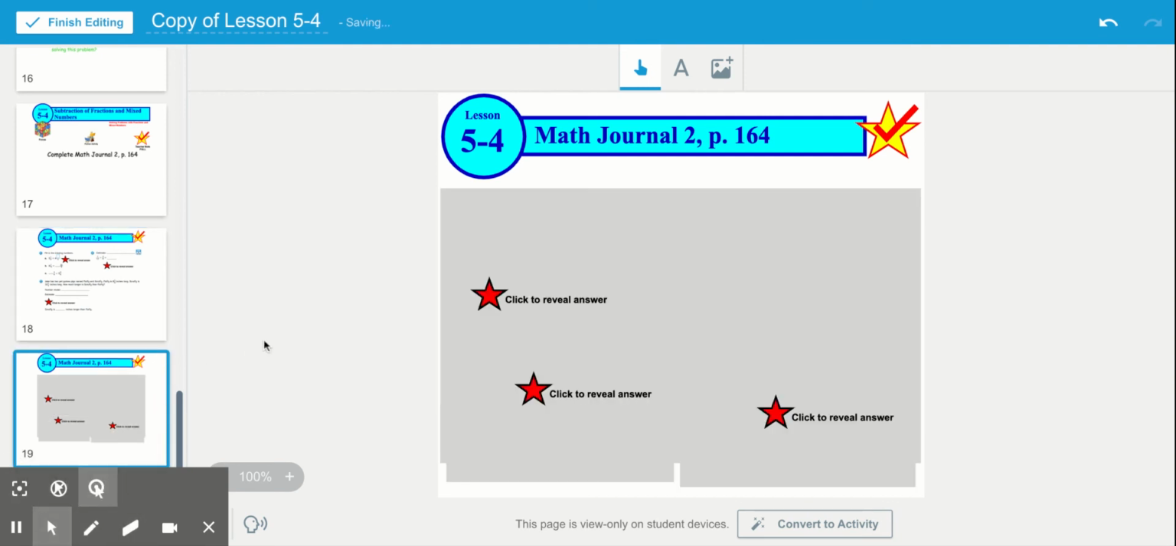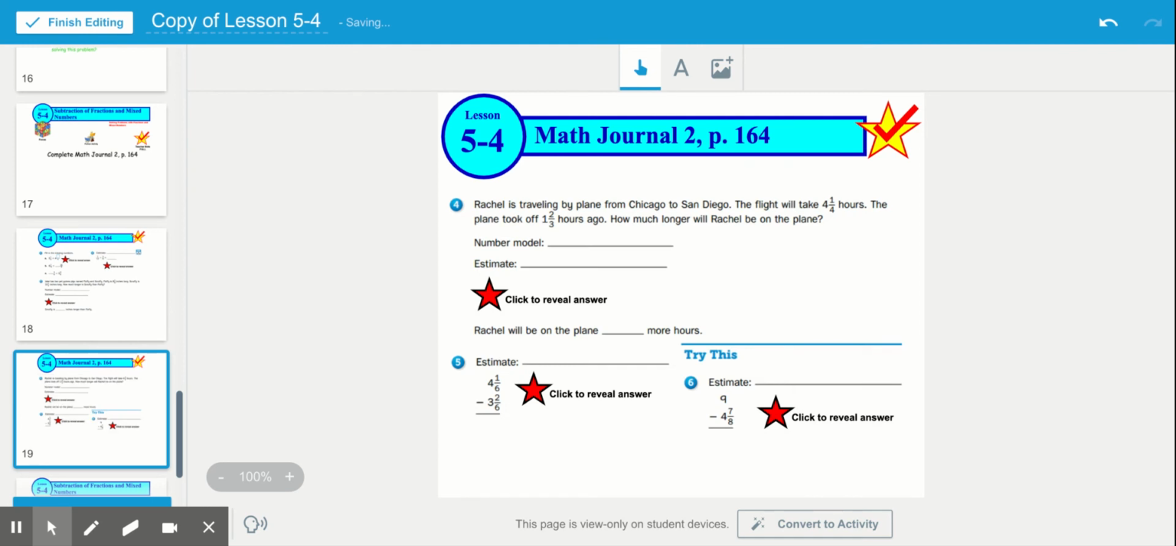And then on the next slide, problem 4, Rachel is traveling by plane from Chicago to San Diego. The flight will take 4 1/4 hours. The plane took off 1 2/3 hours ago. How much longer will Rachel be on the plane? Again, this is your turn. Use cubes. Let that help you figure out what you're doing, what numbers you're using, and how you're going to solve it. Don't forget your number model and your estimate.